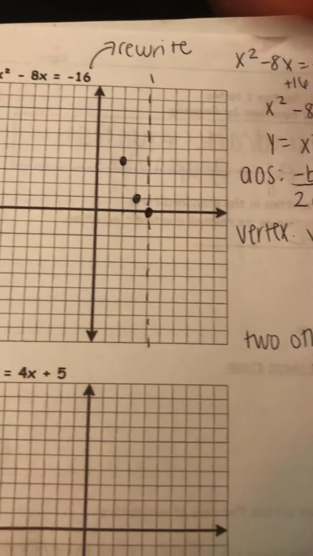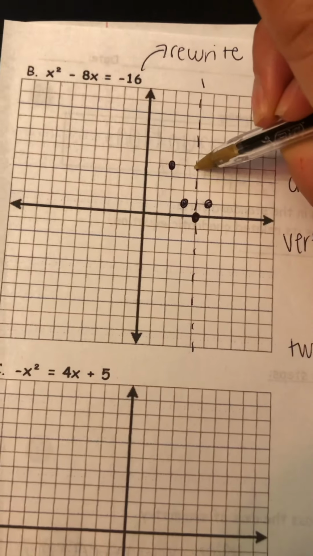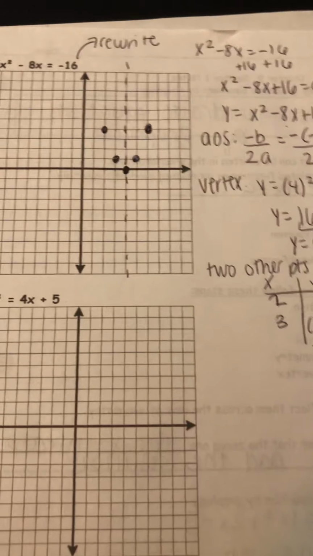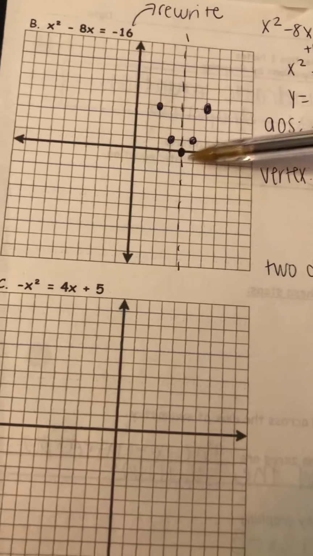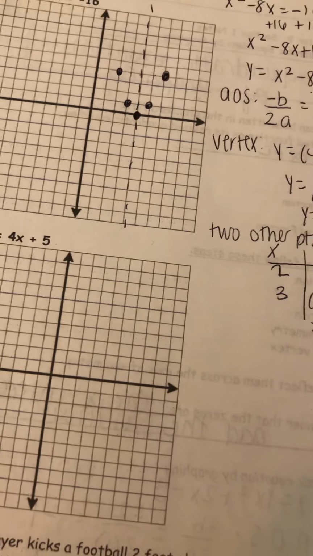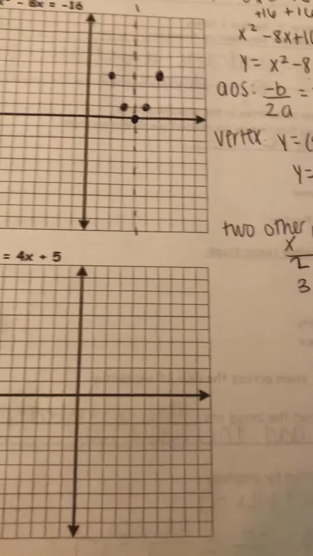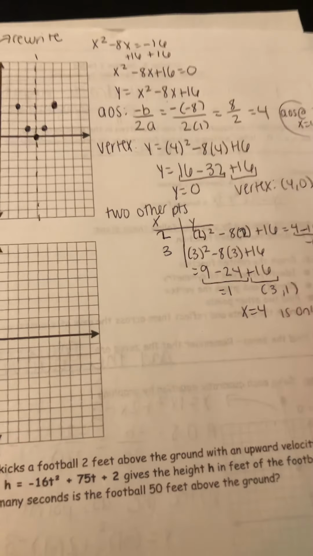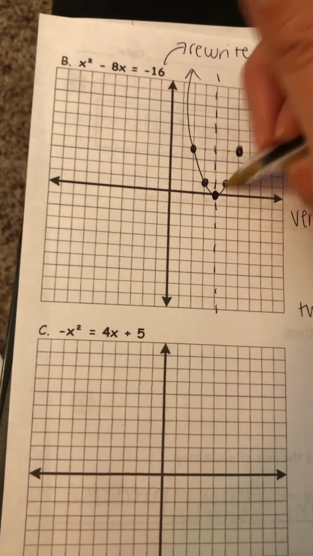And now I can reflect everything. So this is 1, and then 1, 1, 2, 1, 2. Now, my last step is to always find my zeros, but because the vertex is also the minimum, this is going to be the only x-intercept. So x equals 4 is the only solution. Okay, so you can go ahead and then connect these.